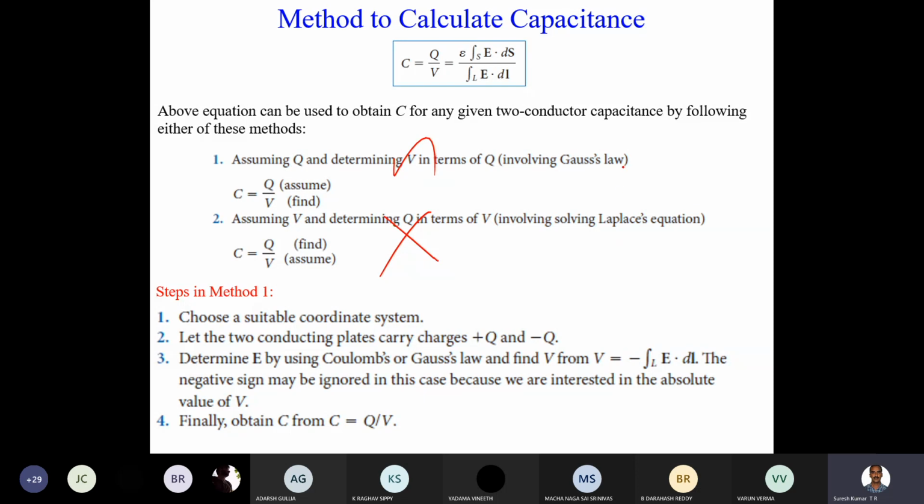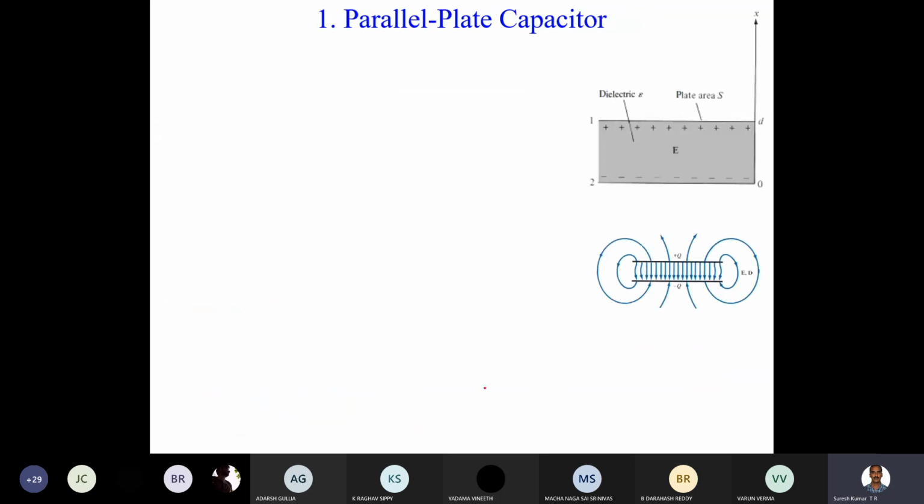Now let us focus only on the first approach, because it's easy, as you are already aware of Gauss's law. Applying Gauss's law is such a simple problem. Now let us see the procedure. First fix the coordinate system, then find V, then C equal to Q by V. That's all. Now let us take one example, then you will understand these steps very clearly.